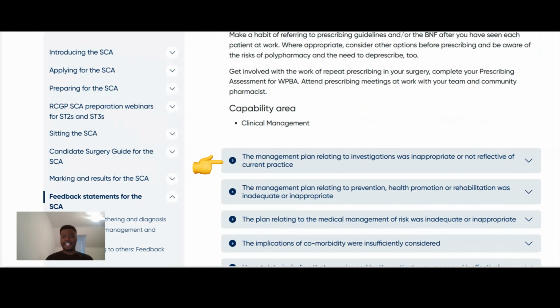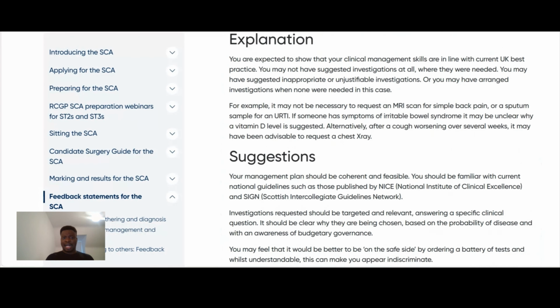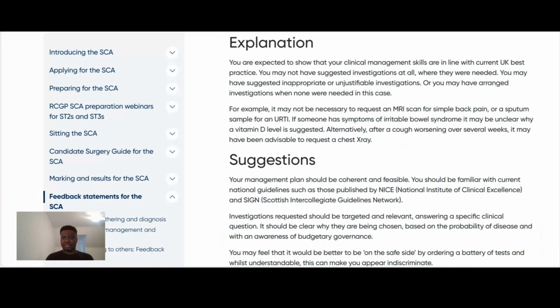The third one is that the management plan relating to investigations was inappropriate or not reflective of current practice. And what that means is that the doctor has not requested the right investigation they should be requesting. For instance, someone has got a straightforward simple back pain, and we then go ahead and request an MRI. That will not only be unjustifiable, it will be a sheer waste of taxpayers' money. A patient comes with an upper respiratory tract infection, for instance, and we then decide to do a sputum culture for them.